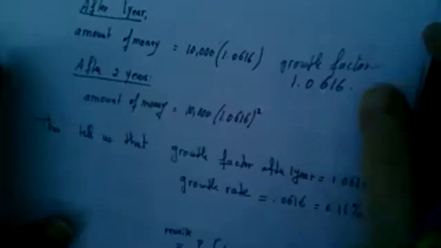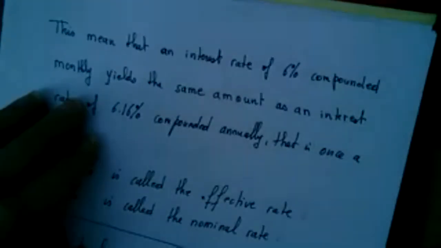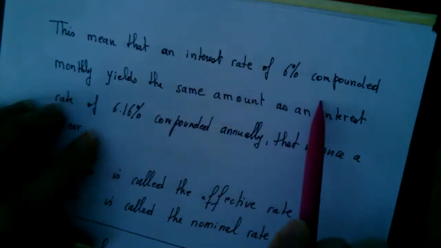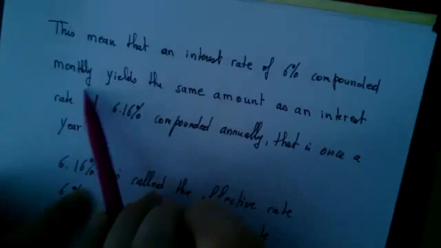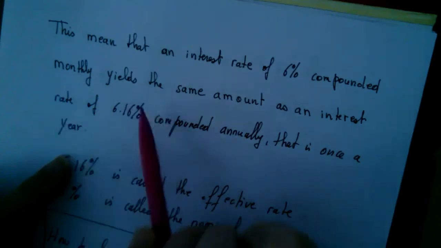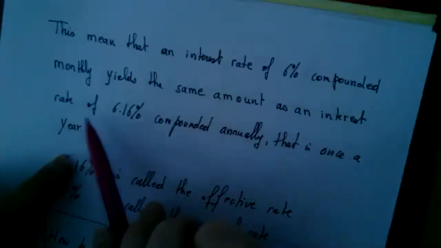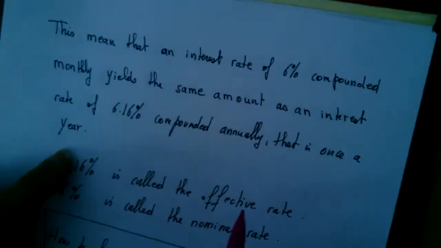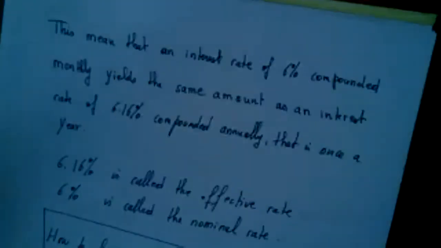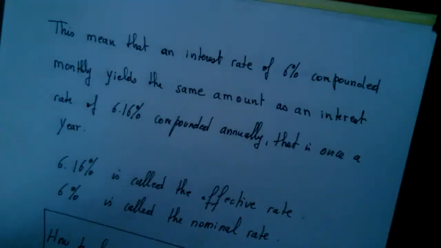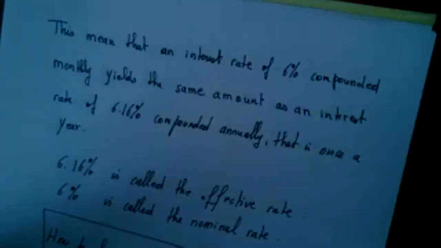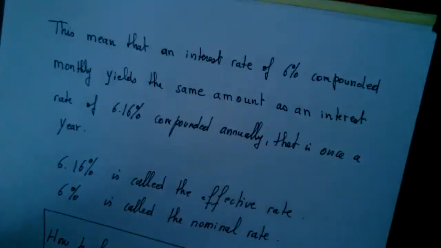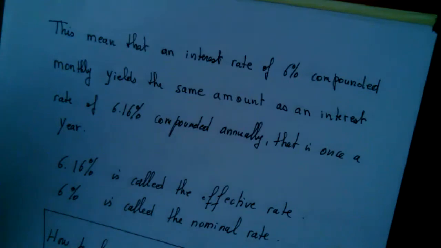And now some names, so what does this mean to us? This means that an interest rate of 6% compounded monthly yields the same amount as an interest rate of 6.16% compounded annually, that is, once a year. So if you go to the bank and the bank tells you 6% compounded monthly, you're going to ask the bank, what does it mean per year? Because that's what you actually would like. That's what they call the yield. That's exactly what you want to know.